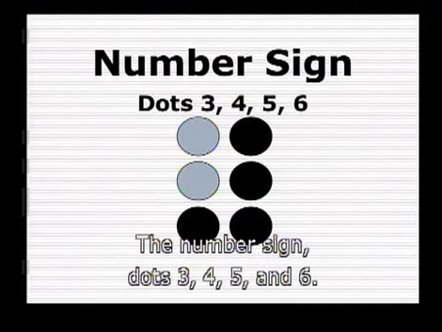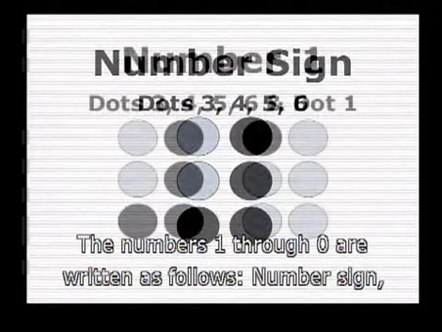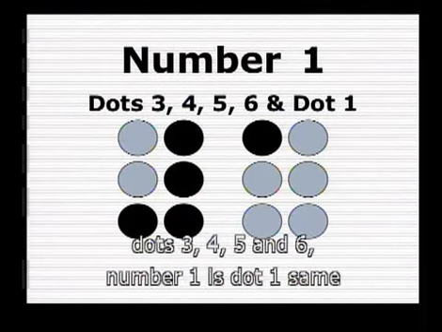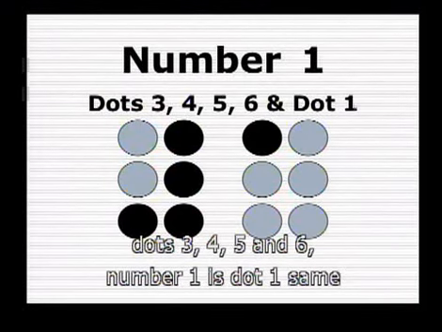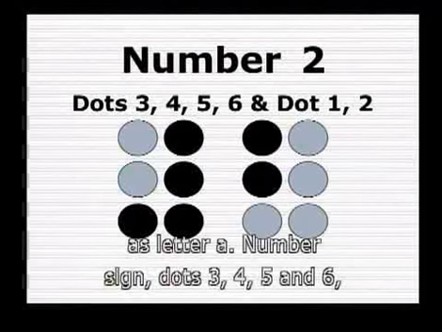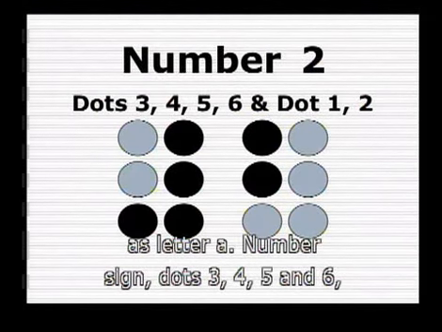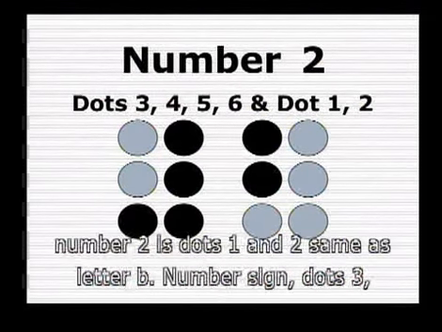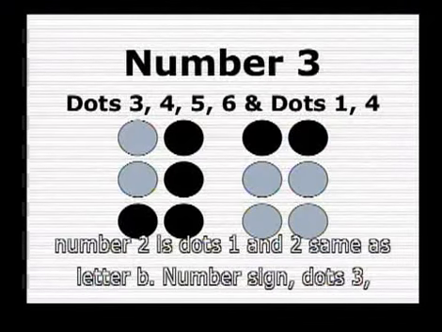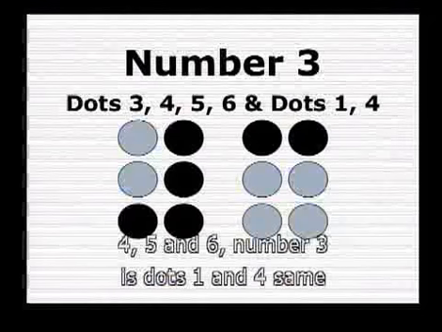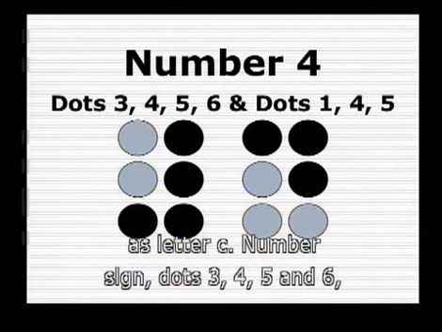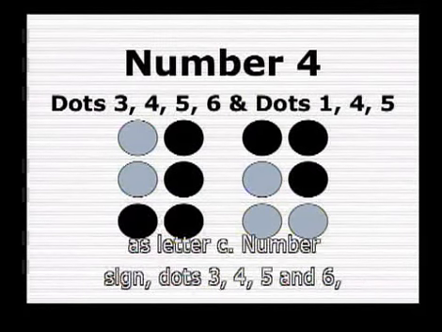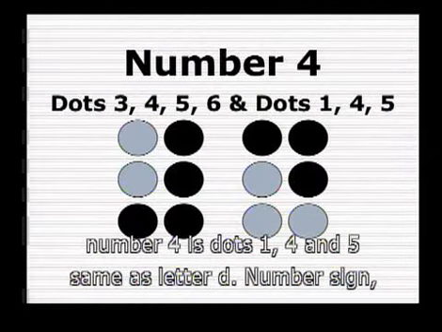The numbers 1 through 0 are written as follows. Number sign, dots 3, 4, 5, and 6. Number 1 is dot 1, same as letter A. Number sign, then number 2 is dots 1 and 2, same as letter B. Number sign, then number 3 is dots 1 and 4, same as letter C. Number sign, then number 4 is dots 1, 4, and 5, same as letter D.